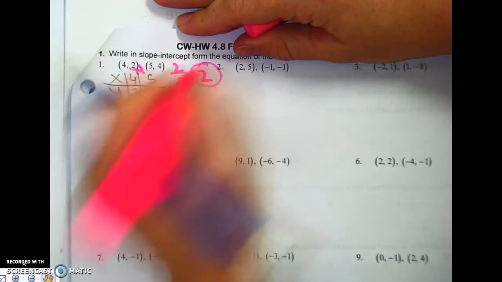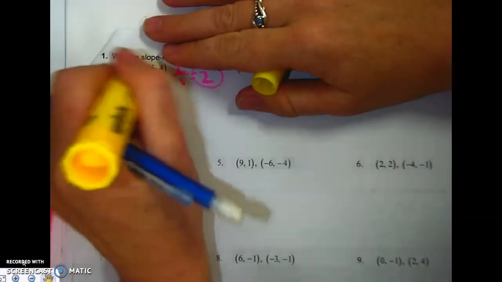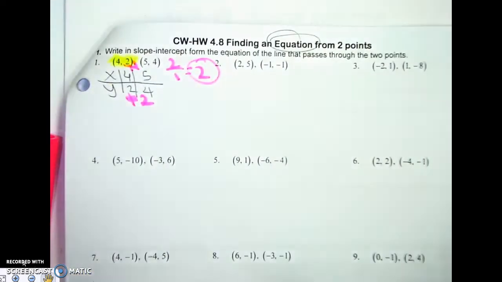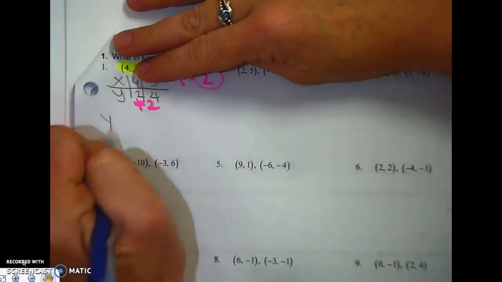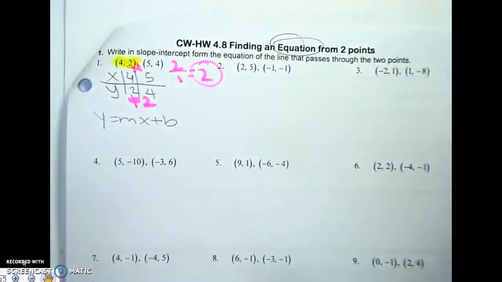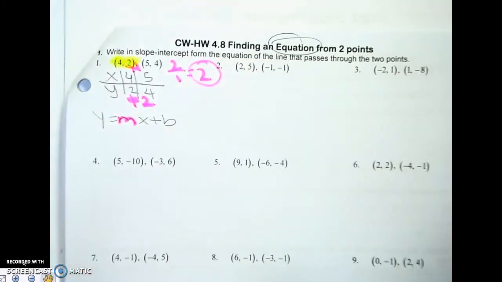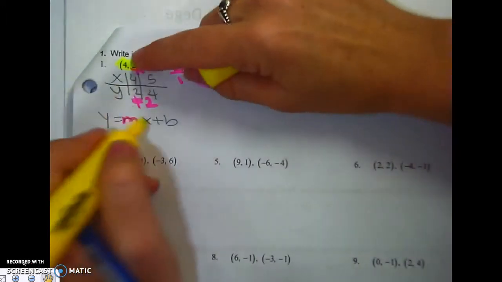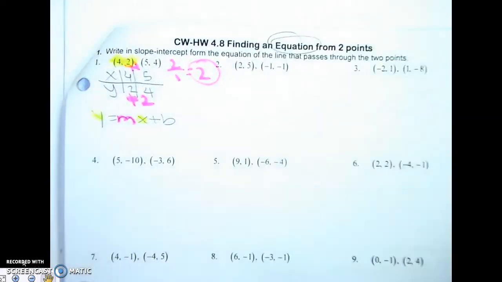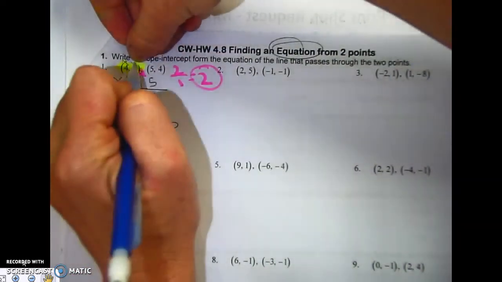That's my m. Okay. Now what I'm going to do is pick one of the points. I'm going to pick the first one because I think it's easier. And I'm going to write y equals mx plus b. My m is my slope. And I'm going to use my x and y point to find my b so I can get my answer. So 4 is my x and 2 is my y.